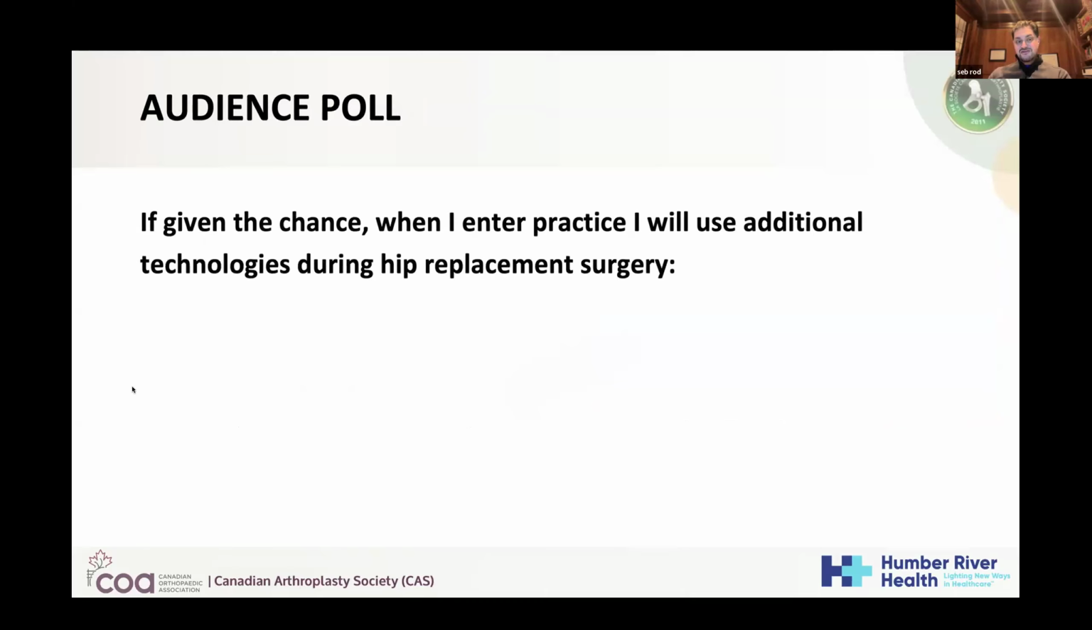So, last question. If I was given the chance, when I enter practice, would I like to use additional technologies for hip replacement surgery? 100%, 50%, tiny fraction, or I don't know what you're talking about, which means I wasn't very good at presenting this.